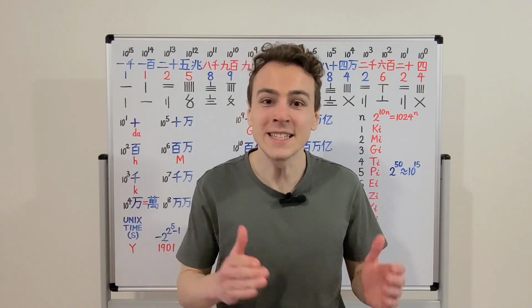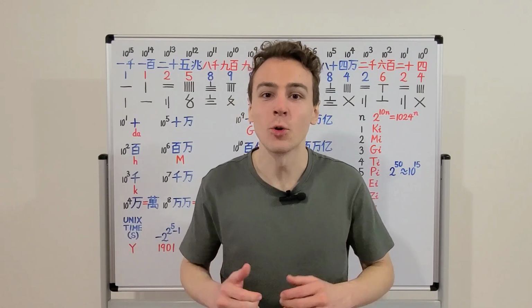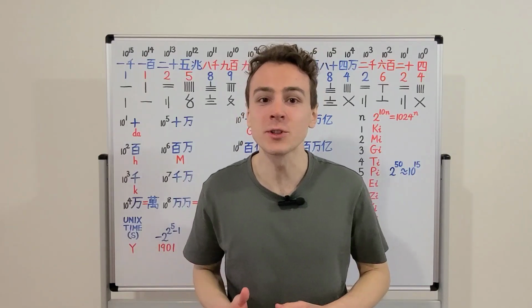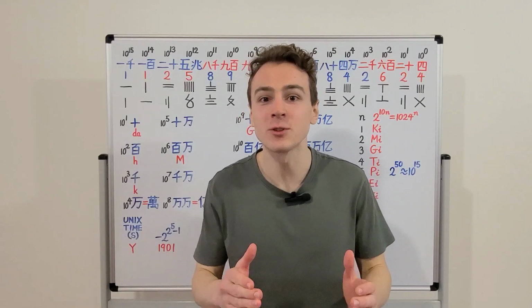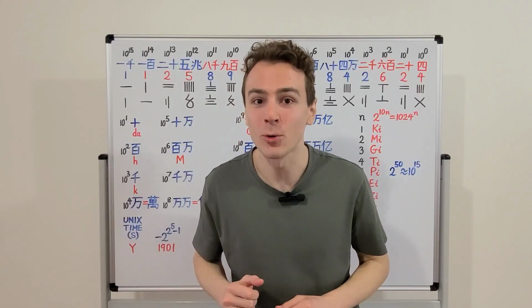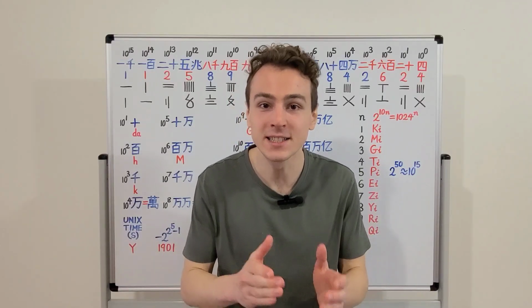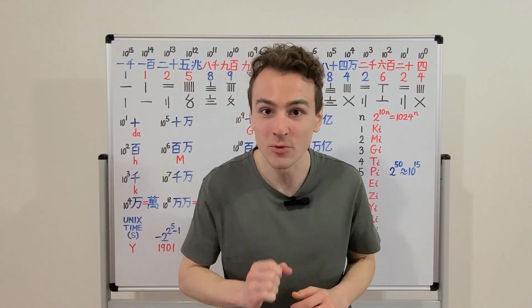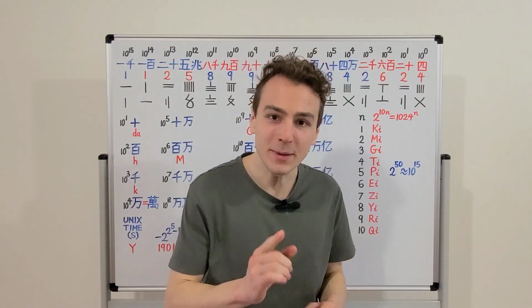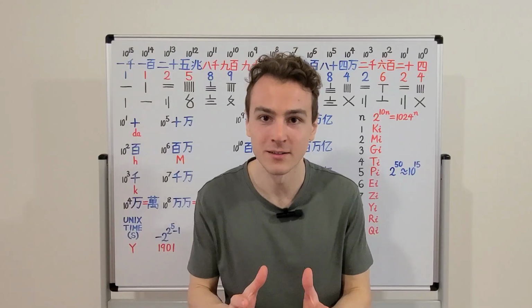Let's compare base 10 metric prefixes with analogous binary prefixes. We will also examine the year 2038 problem. And we will explore the use of Chinese numerals, with a special focus on the Myriad scale. Let's begin with an observation.